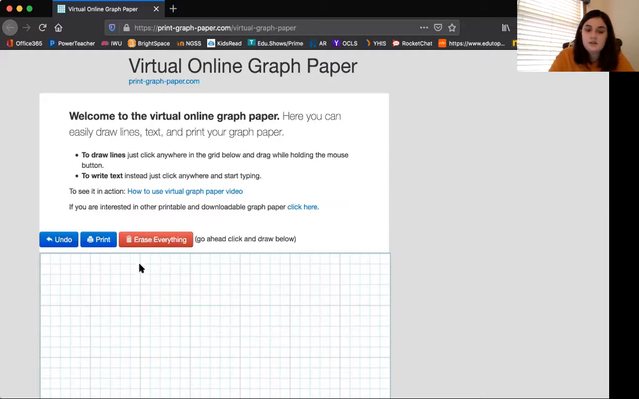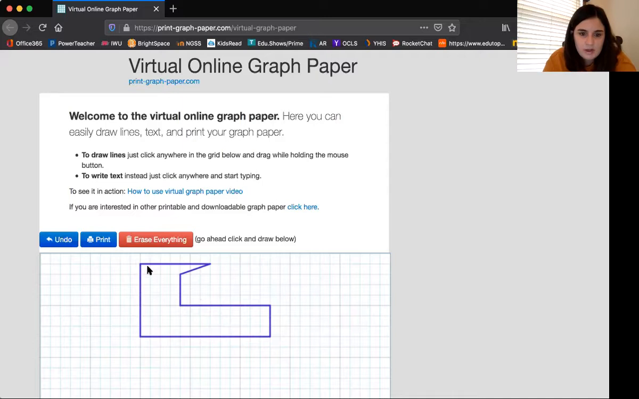Then you can also make different figures like shapes. How many sides does this shape have? 1, 2, 3, 4, 5, 6, 7. How many angles does it have? 1, 2, 3, 4, 5, and then 6. It goes the other way, but yeah. So you kind of see the angles in this one. When I use my paper, I see a lot of right angles.